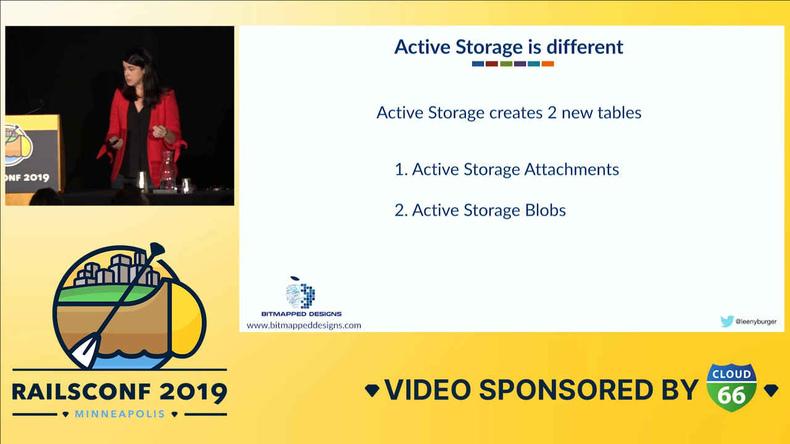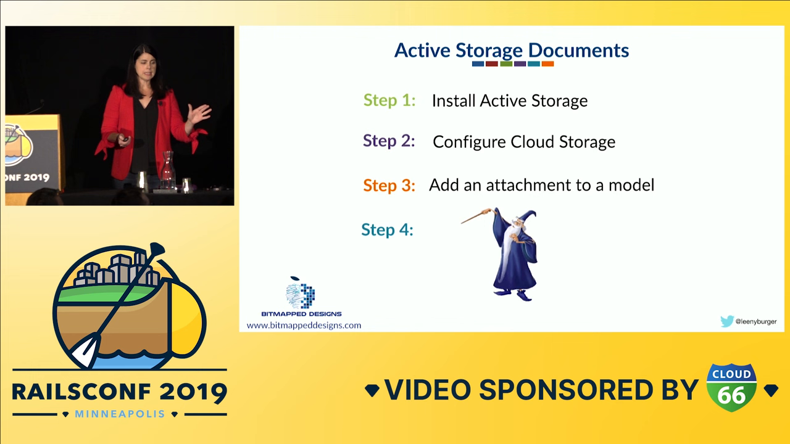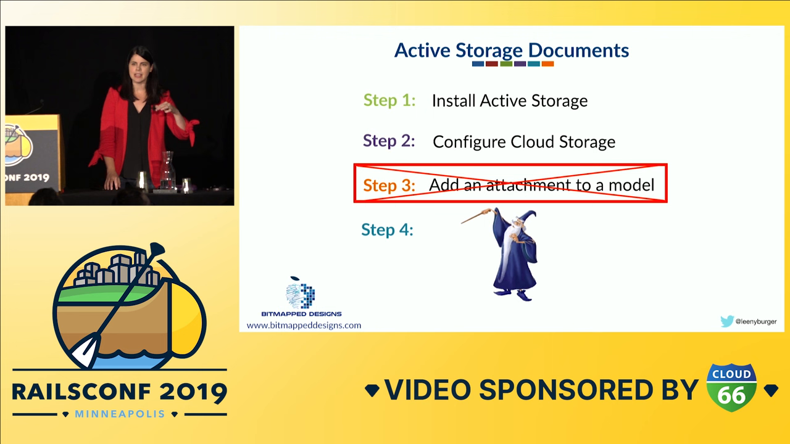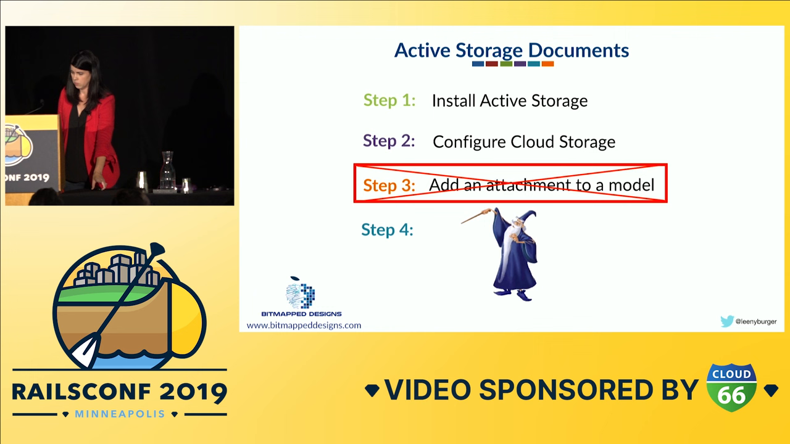So if we revisit our steps, I'm going to say that step three, add an attachment to a model. Well, Active Storage is not going to be able to access the data since there's currently nothing in your Active Storage tables. But we can't do step three yet. But we can do step one and step two.